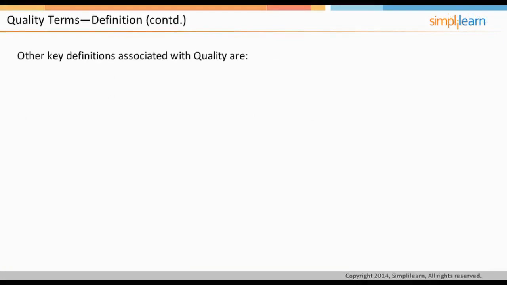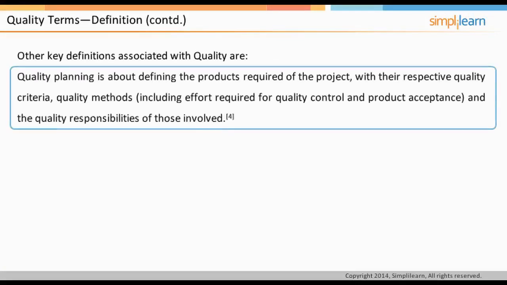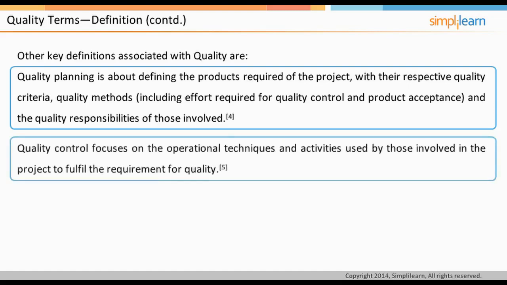Other key definitions associated with quality are: quality planning refers to defining the products required of the project, with their respective quality criteria, quality methods, and quality responsibilities of those involved. This means identifying what needs to be the output, that is, product of the project, who will ensure the project develops the product specified, and how to ensure it.